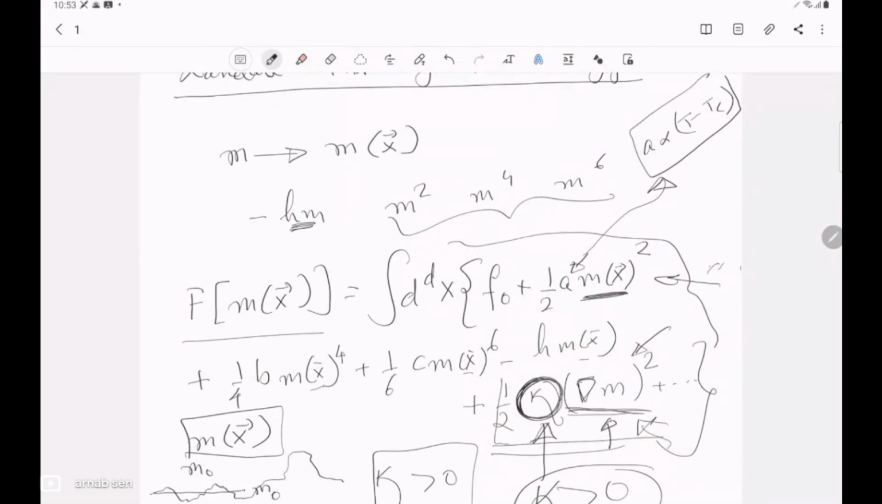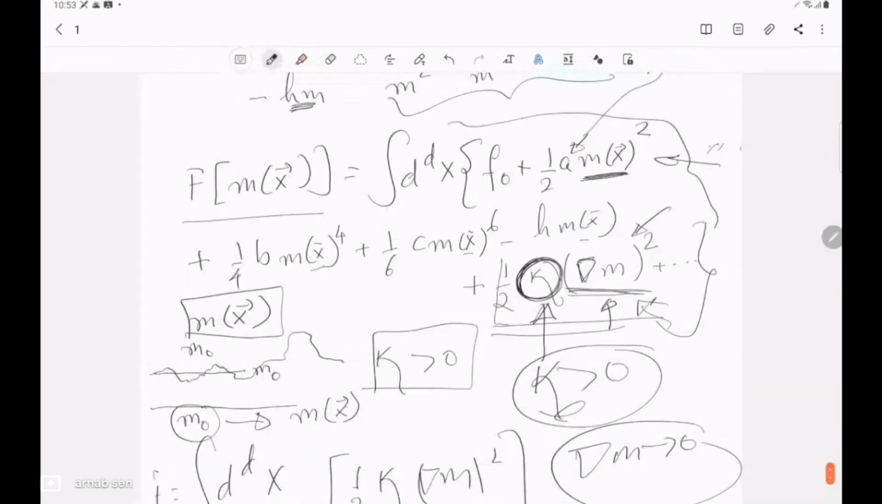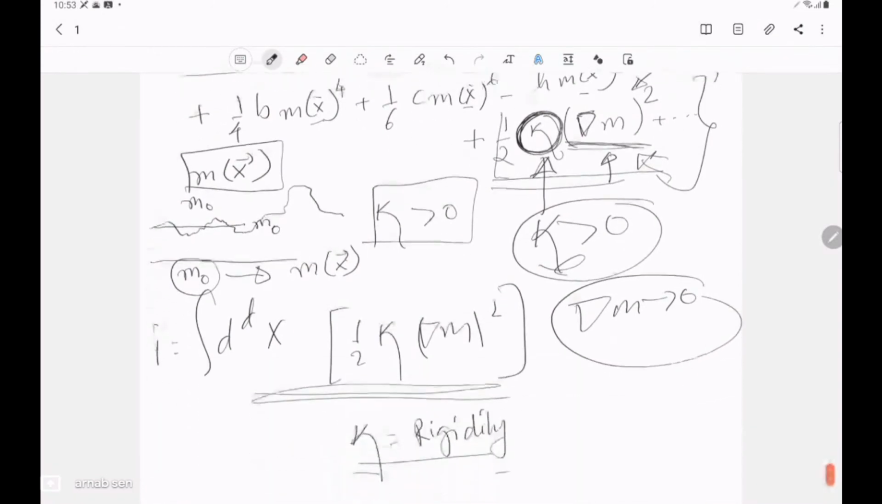So is this point clear? I'm of course going to elaborate on it. But is it clear to you why I'm calling this a phenomenological theory and why I'm introducing a spatial variation in the order parameter field?